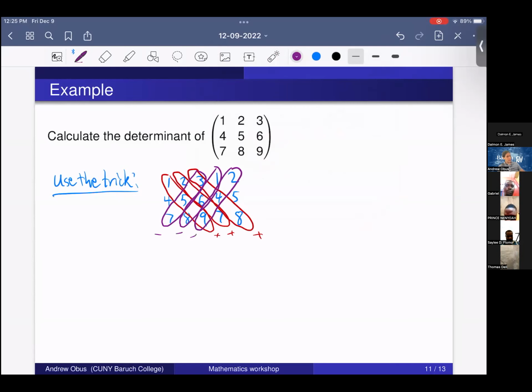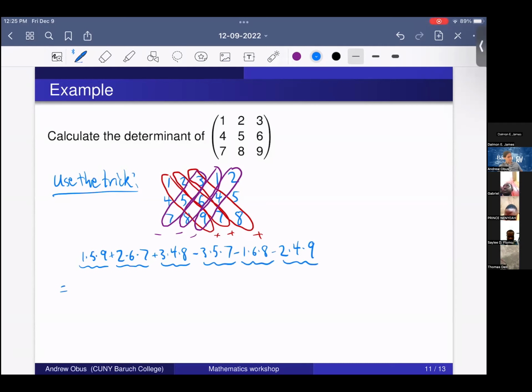Minus, minus, minus. And so what I get is 1 times 5 times 9, plus 2 times 6 times 7, plus 3 times 4 times 8, minus 3 times 5 times 7, minus 1 times 6 times 8, minus 2 times 4 times 9. And let's just do this, right? We can do all of this. It's worth calculating this out.